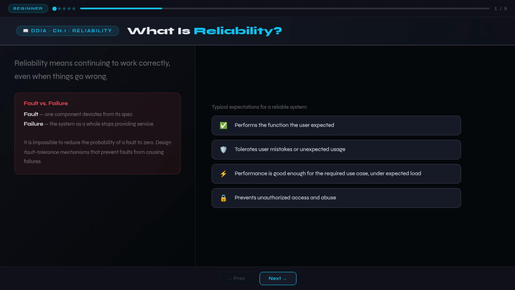The goal is never to eliminate all faults, that is simply not possible. Every complex system will have faults. The goal is to build fault tolerance mechanisms that prevent individual faults from cascading into full system failures. It is generally better to design these mechanisms and test them deliberately than to hope faults never happen.